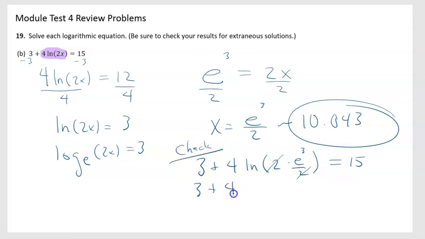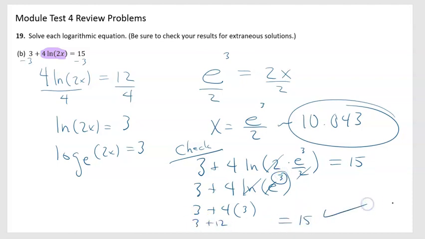So I have 3 plus 4 times the natural log of e to the third. Remember, natural log and e cancel each other out. So I have 3 plus 4 times 3. Remember, the 3's still there. That's 3 plus 12, which is 15. So it checks out completely. But really, I'm just making sure I'm not taking the logarithm of a negative number.